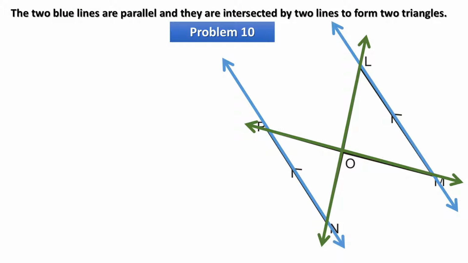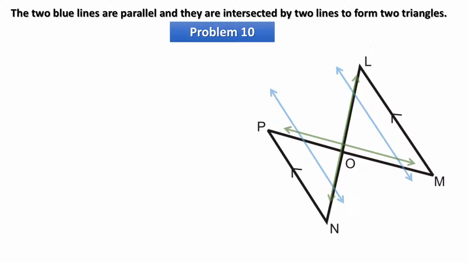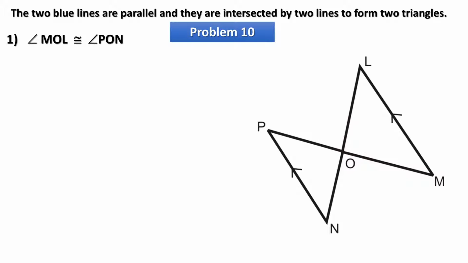Alright, problem number 10. The blue lines are parallel and they are intersected by two lines to form two triangles. Do you see it? Okay, there are our two triangles. Alright, what can we say about this?